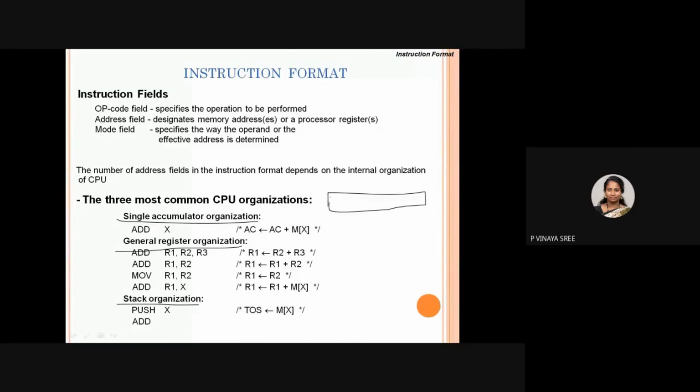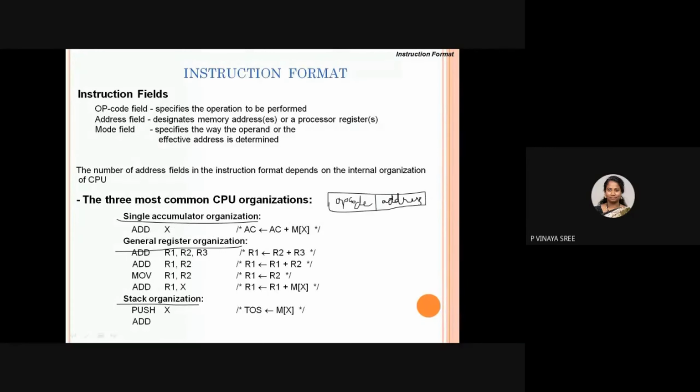In the address part, we will be writing an opcode by default, which says which operation we are performing, whether addition, subtraction, multiplication, and so on. So opcode will be there. Here we'll be concentrating on the address part, which depends on which CPU organization is used internally. If it is a single accumulator organization, we'll be having a single address.